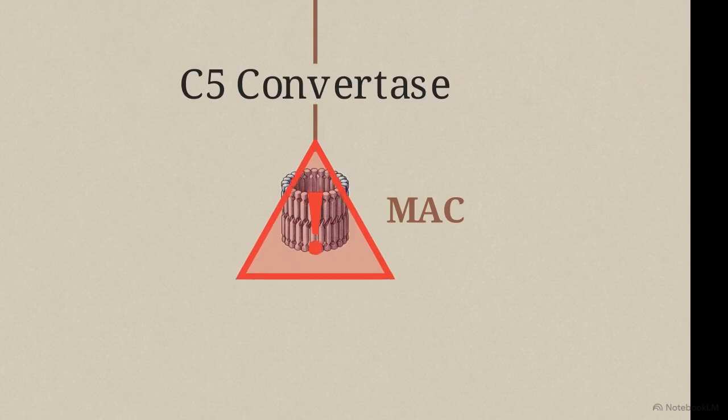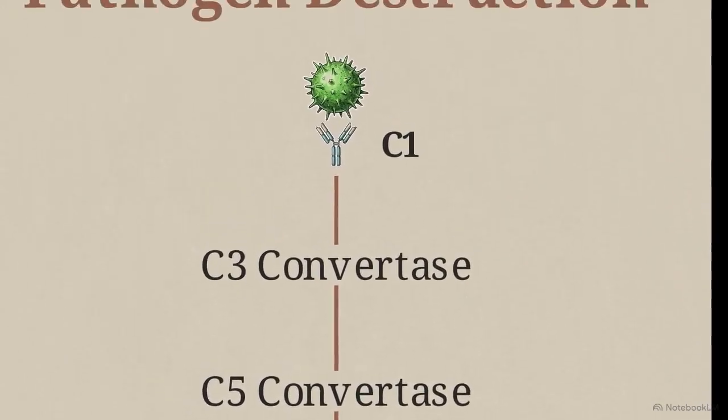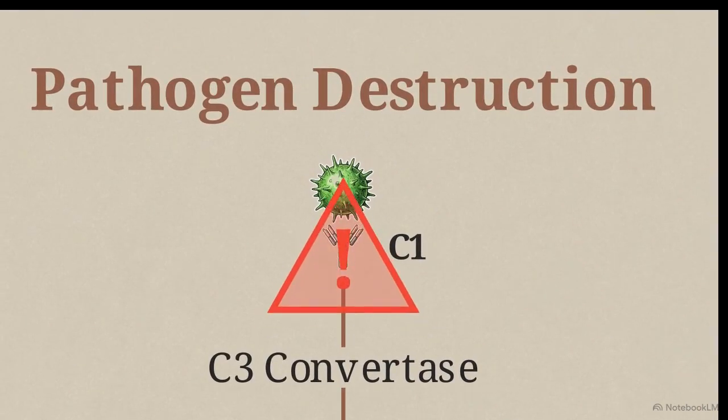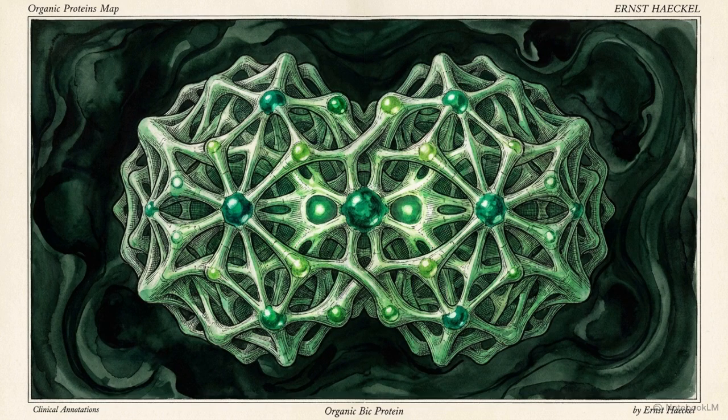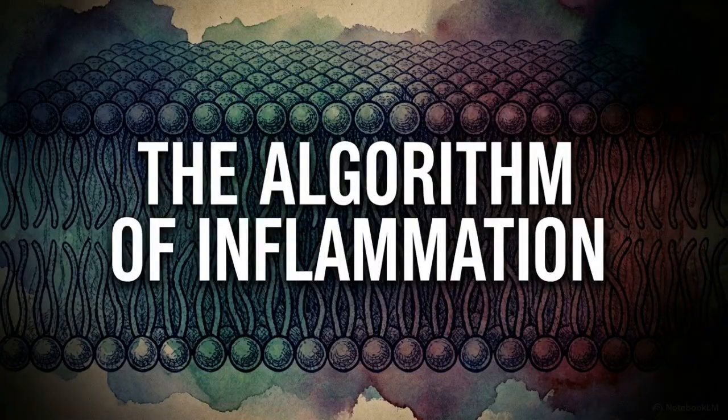A genetic deficiency preventing the formation of the membrane attack complex leaves the body without its terminal drill. This results in high vulnerability to recurrent infections from Neisseria species. Conversely, a deficiency in the C1 inhibitor allows the complement cascade to fire unchecked, resulting in severe systemic angioedema. At its core, inflammation functions as a highly targetable, stepwise biochemical algorithm. By mastering these biochemical flowcharts, medical professionals stop reacting to surface-level symptoms and gain the ability to precisely rewrite the body's defensive software.